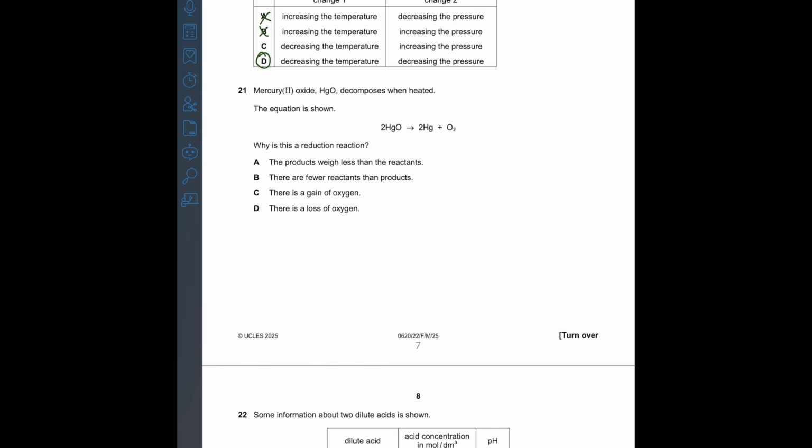Question number 21. Mercury(II) oxide decomposes when heated. The equation is shown, and we are asked, why is this a reduction reaction? So they told us this is a reduction reaction, and now they're asking us why. So let's look at the equation. What is happening? What is reduction? Reduction is the gain of electrons or the loss of oxygen, and mercury loses oxygen here. It's reduced. So we can say there is a loss of oxygen.